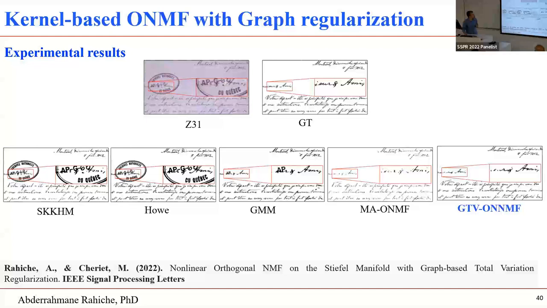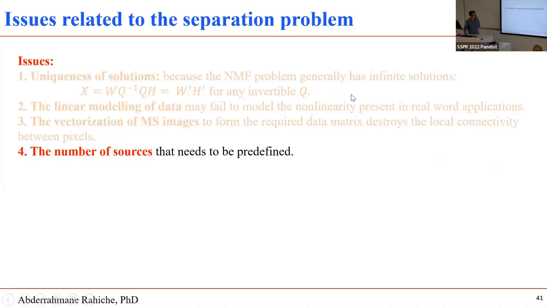Here also, we can see that traditional methods were not able to address the problem of decomposition. In fact, it was a problem of text extraction only. And using our approach, we gained a lot. We produced an output that is similar to the provided ground truth. And in the context of source separation, the number of sources is one of the big challenges that we face.